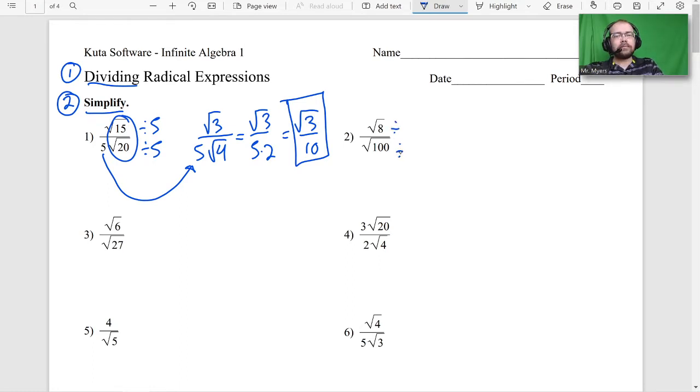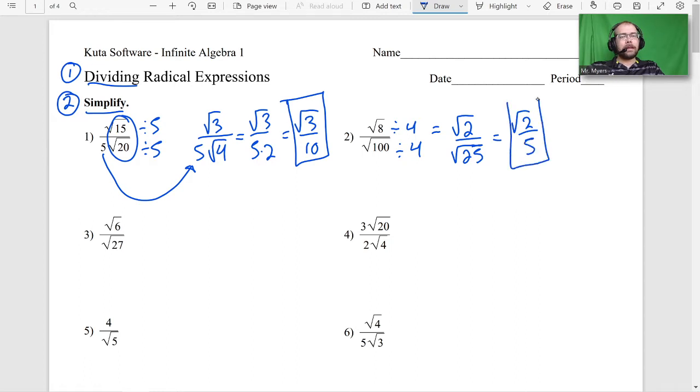So let's see. Both of these divide by 2. But maybe what about 4? Yeah, they both divide by 4. 8 divided by 4 is 2, and 100 divided by 4 is 25. Oh, hey, we know what the square root of 25 is. The square root of 25 is 5. And then we're done. Not so bad so far.